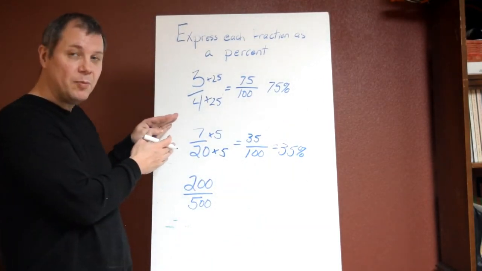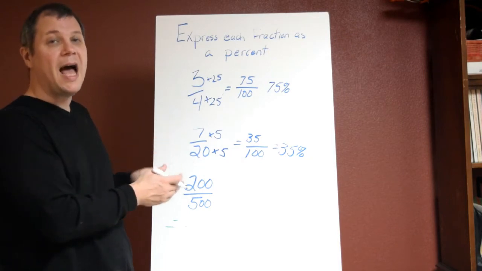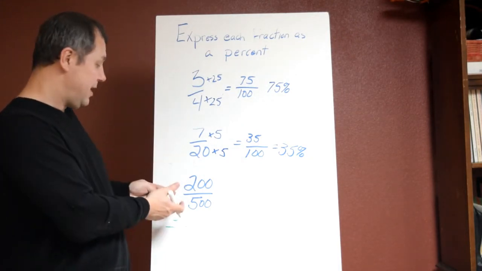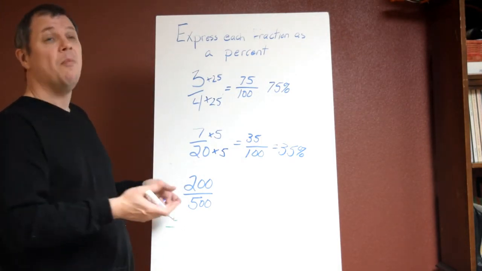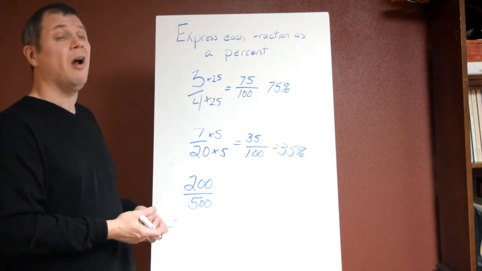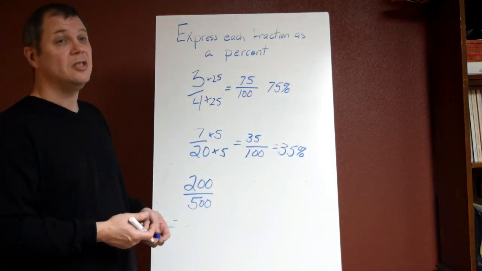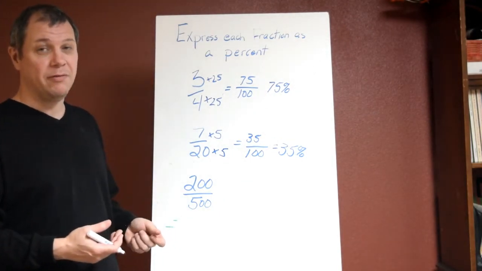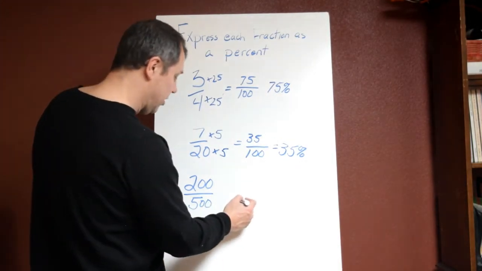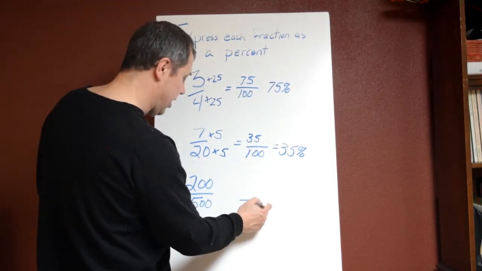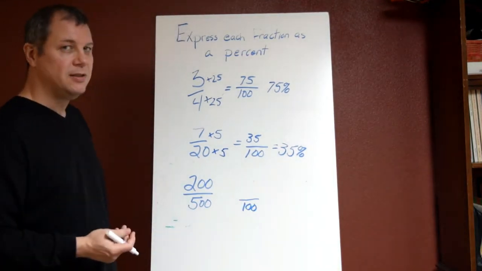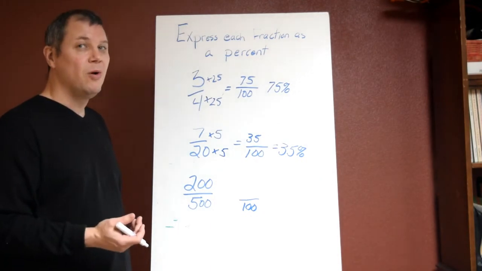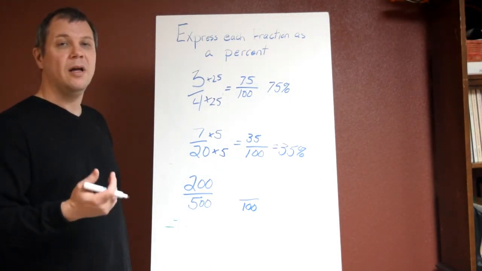Now in these two problems, when I found my equivalent fraction, I was multiplying. But in this case, the last question, my denominator and my numerator are already larger than 100. So instead of multiplying, I have to divide to find my equivalent fraction. So remember, I'm trying to get the denominator to equal 100. I ask myself, 500 divided by what equals 100?